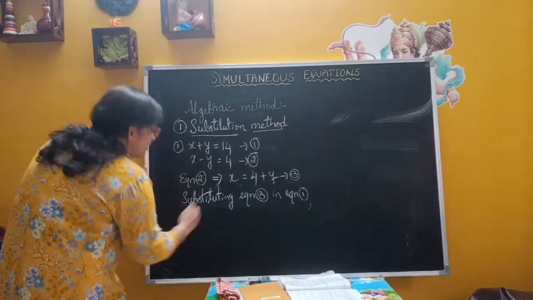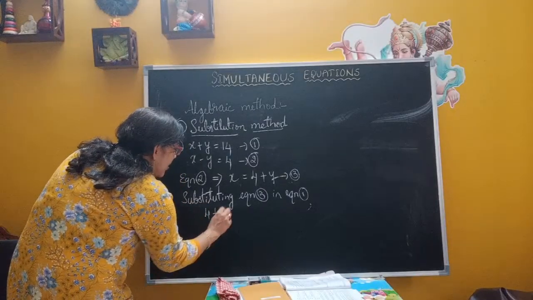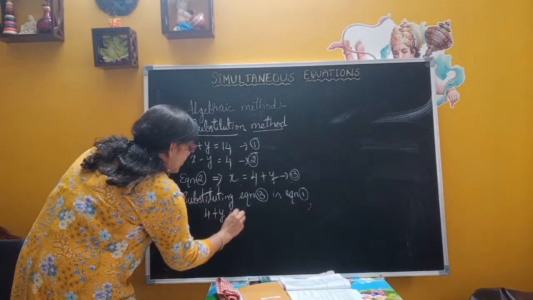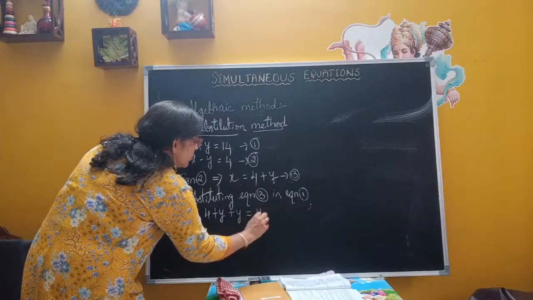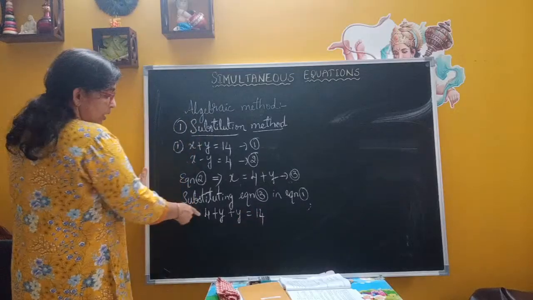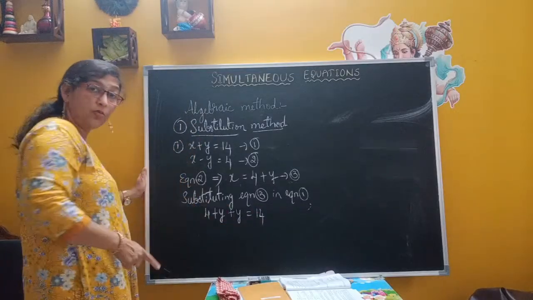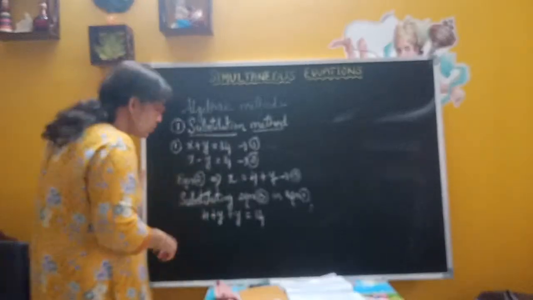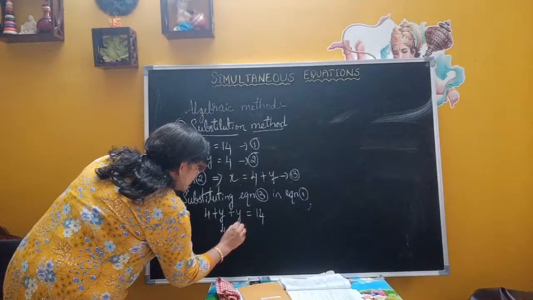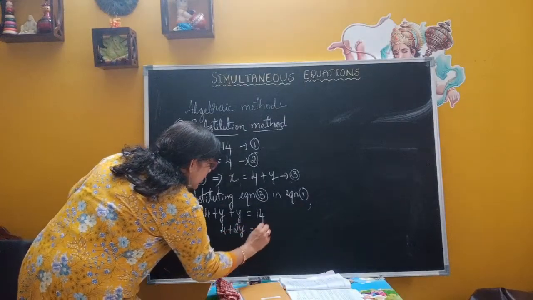So here in place of x I write 4 plus y is equal to 14. So 4 plus y, what do we get? 1y plus 1y is 2y. So 4 plus 2y is equal to 14.